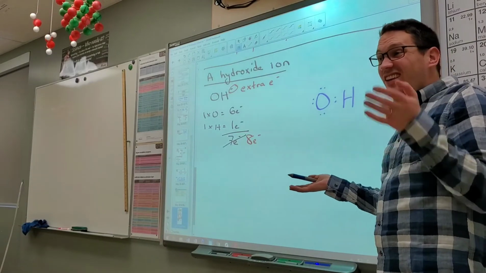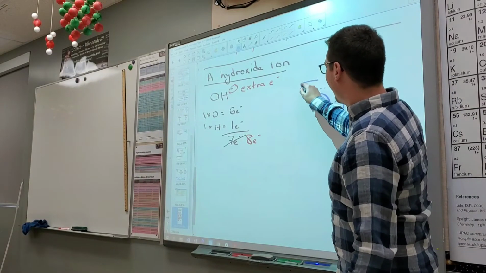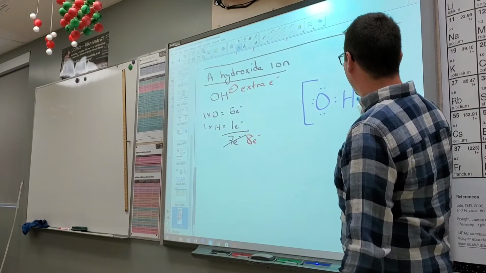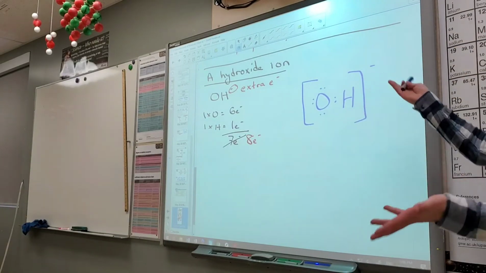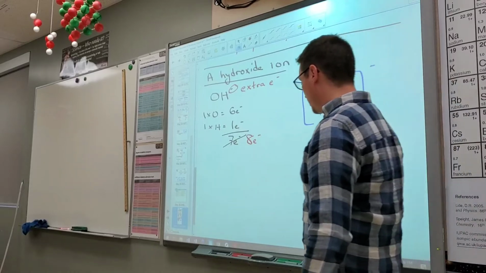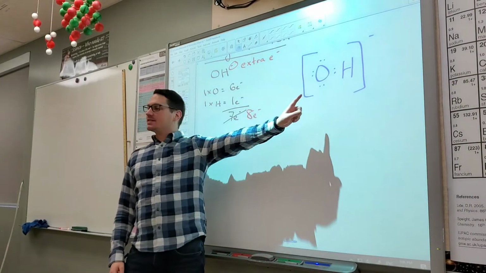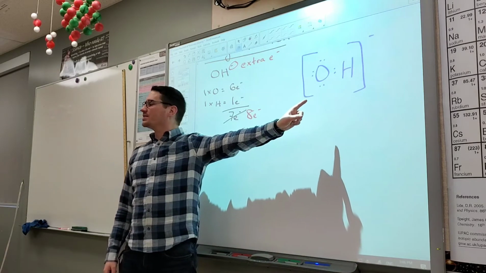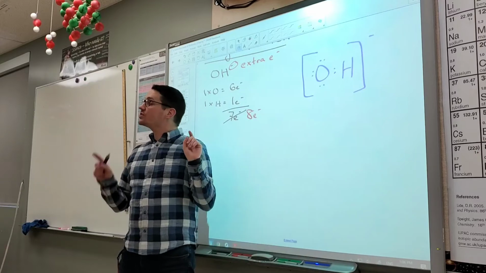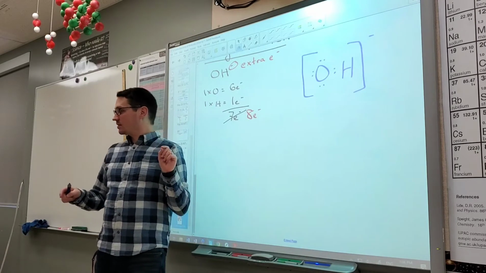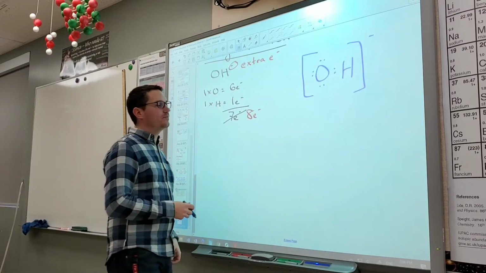Are we done? No. Kind of. Need the bracket. Why do we need the brackets? Because it's an ion, right? So what is this? Is this the Lewis structure or is this the structural diagram? It's the Lewis. The dots represent Lewis, right? Anytime you're drawing the dots, you're drawing a Lewis diagram.